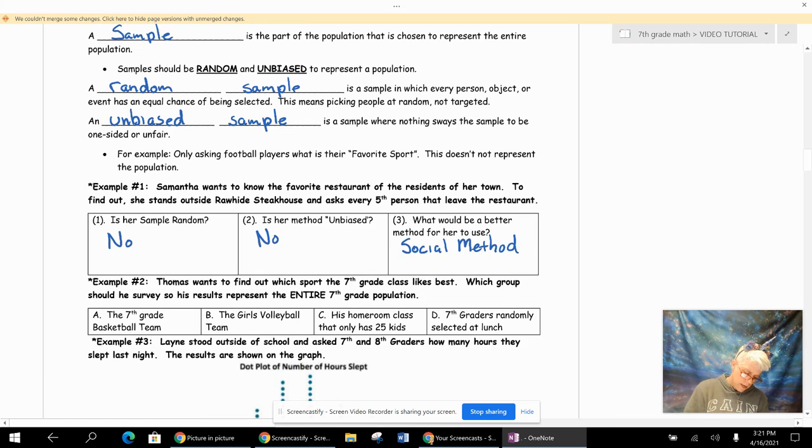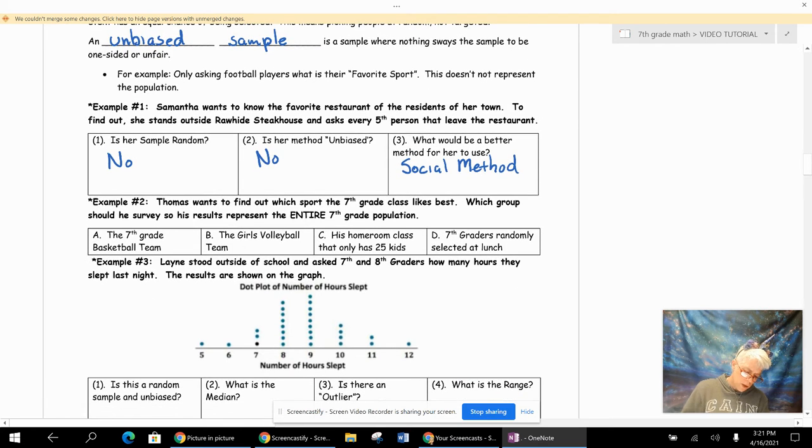Example number 2. Thomas wants to find out which sport the seventh grade class likes best. Which group should he survey so his results represent the entire seventh grade population? Should he ask the basketball team? No, because there's a really good chance they're going to say basketball. How about the girls' volleyball team? No, I'm not going to ask them.